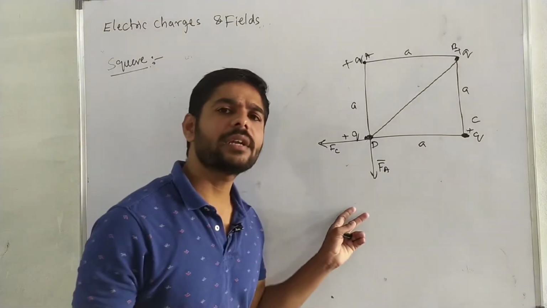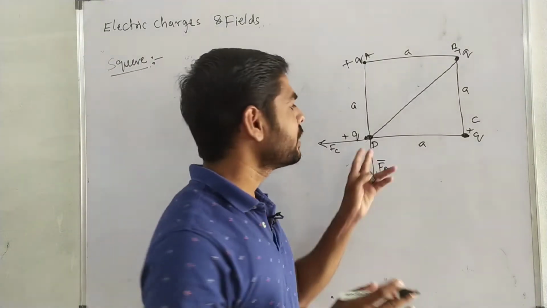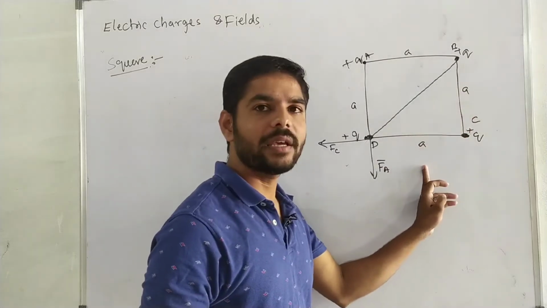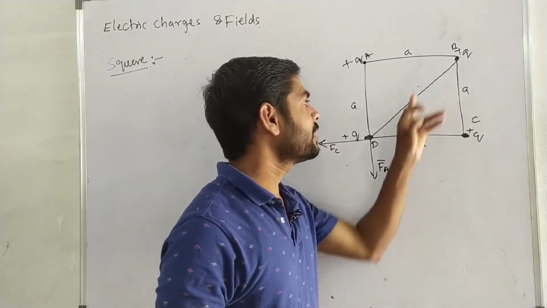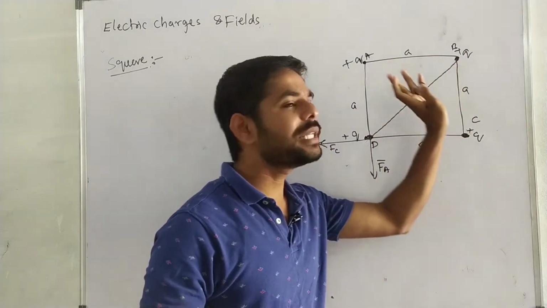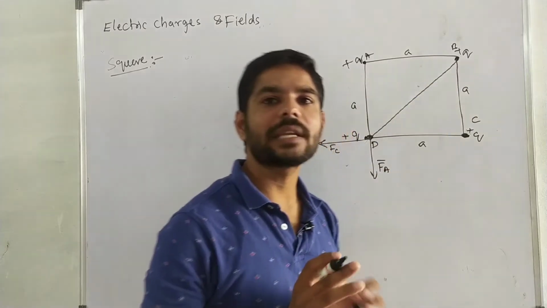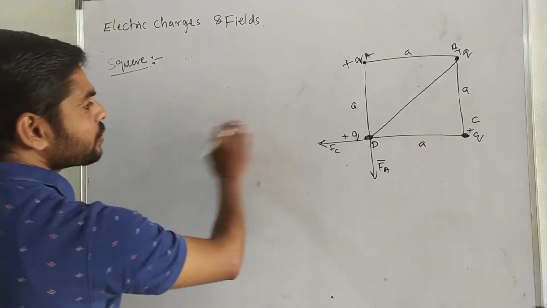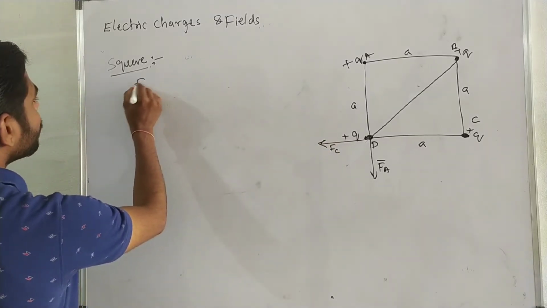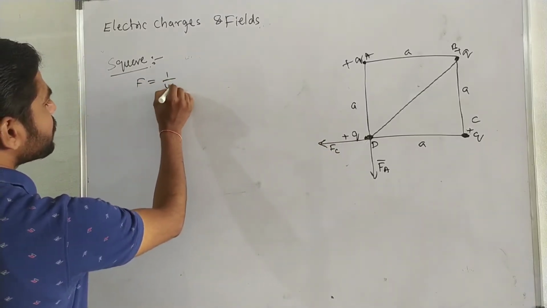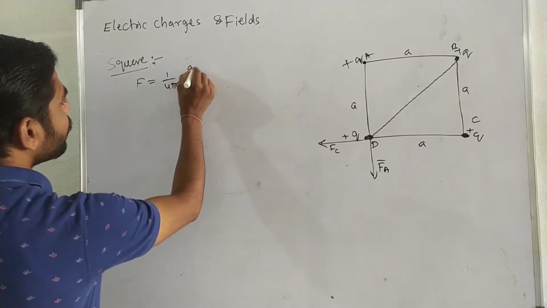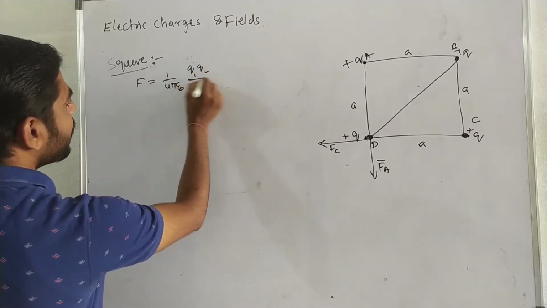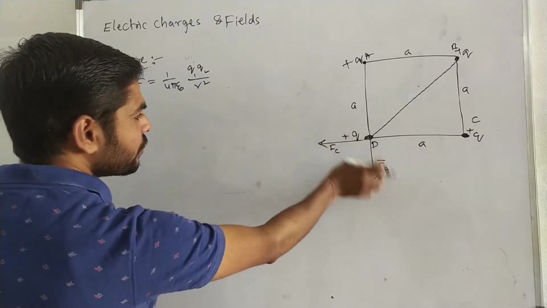Nothing is changing here, only the distance will change. The side of the square we are assuming as A, but if it is compared between these two charges, only the diagonal of the square you can consider. You can solve everything; I will tell you about the square. So according to Coulomb's law, F is 1 by 4 pi epsilon naught into Q1 Q2 by R square. I am going to substitute the individual values.